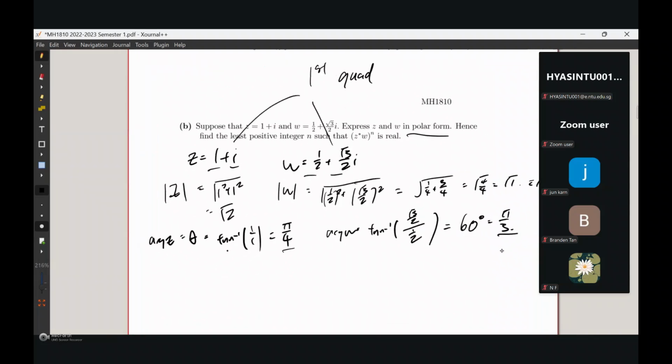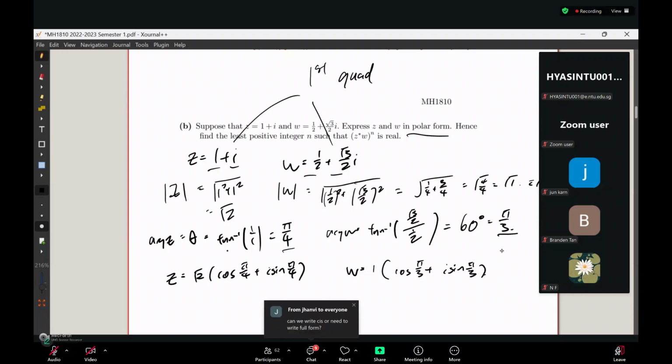Now we can express this in polar form. So z is equal to square root 2 cosine pi over 4 plus i sine pi over 4. And w is equal to 1 times cosine pi over 3 plus i sine pi over 3. Okay, so the first part is done. We have shown this in polar form.